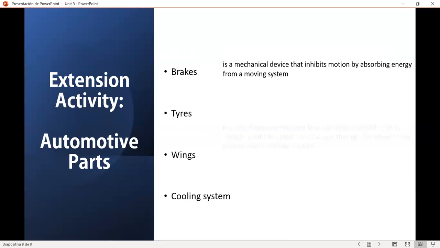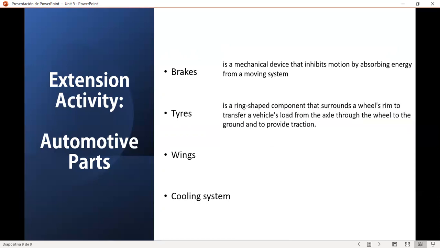Okay, so in this case, tires. It says it's a ring-shaped component that surrounds a wheel's rim to transfer a vehicle's load from the axle through the wheel to the ground and to provide traction. Traction is important. Then we have the wings. When we talked about aerodynamic parts, the meaning for this one is this. It's a type of fin that produces lift while moving through air or some other fluid. Okay, good.